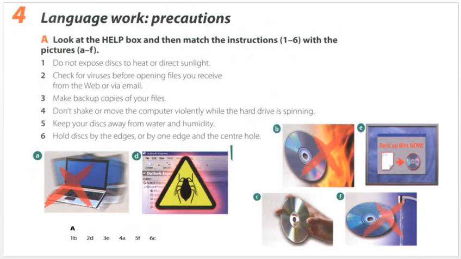Language work: here we have precaution, and we have practice here. Look at the help box and then match the instructions 1 up to 6 with the pictures A up to F. For example, here is the first one: do not expose disk to heat or direct sunlight. Expose means to put something in a position of being affected.